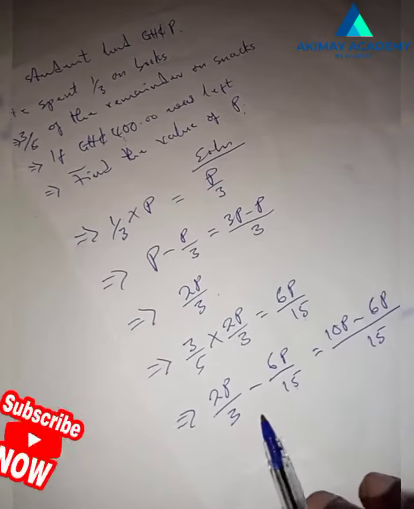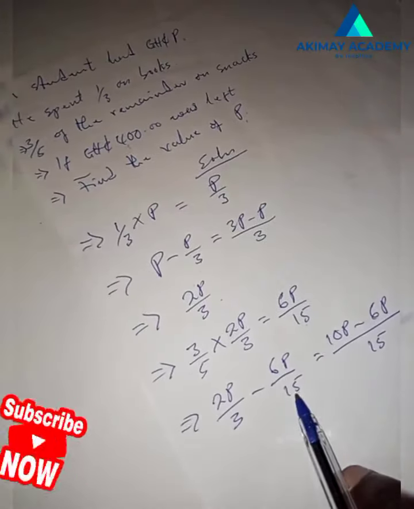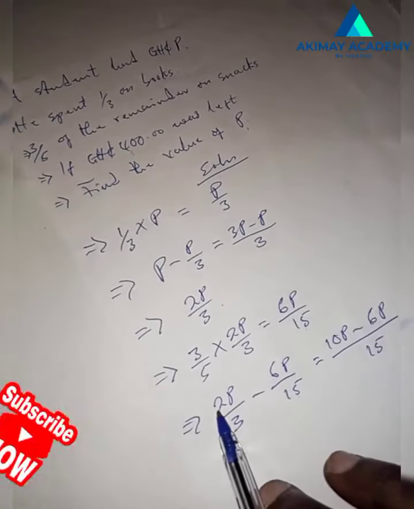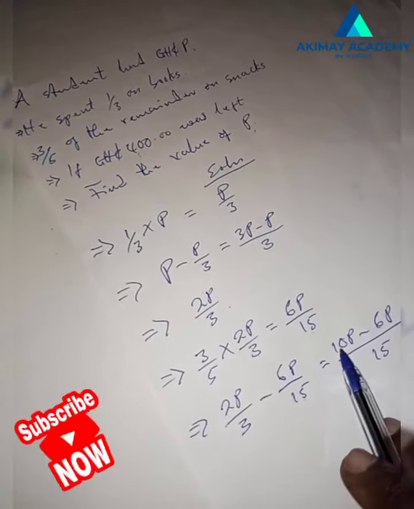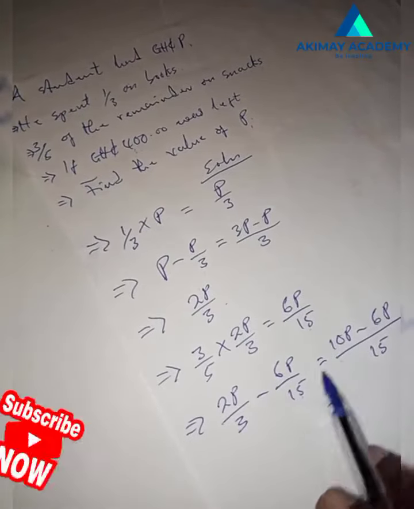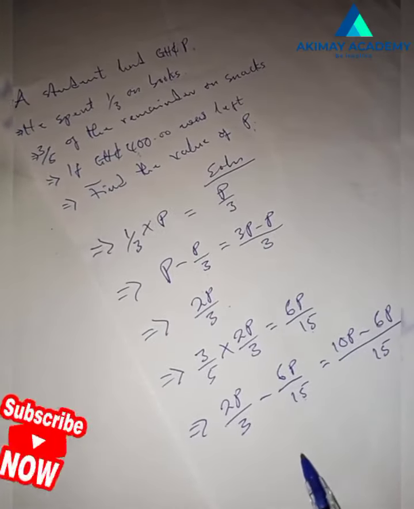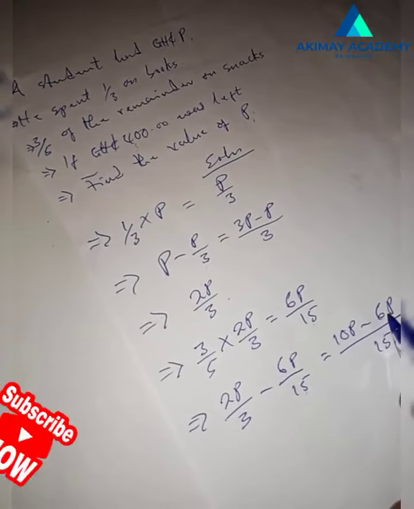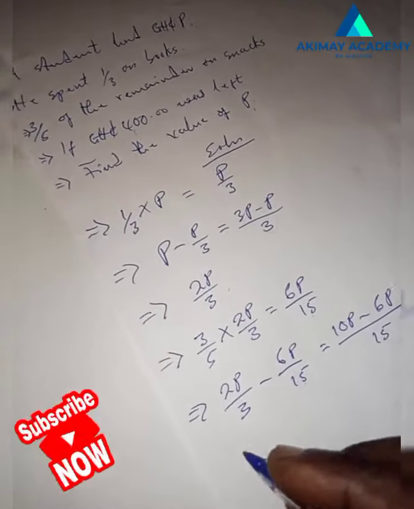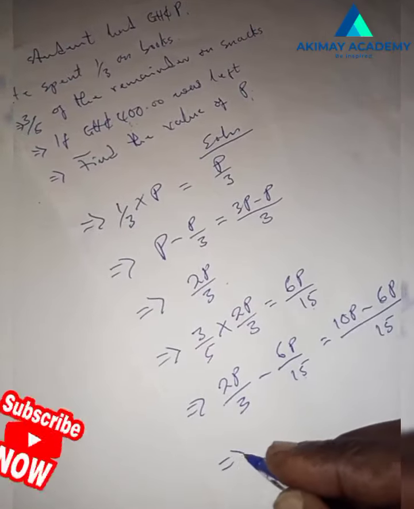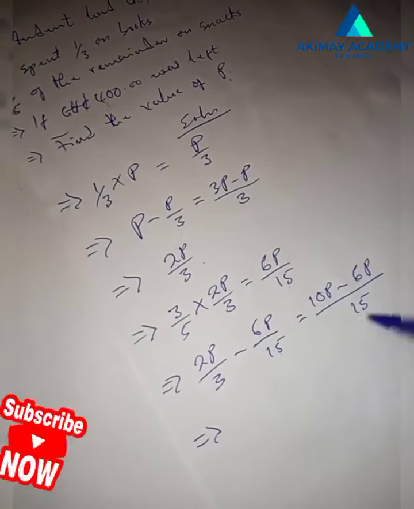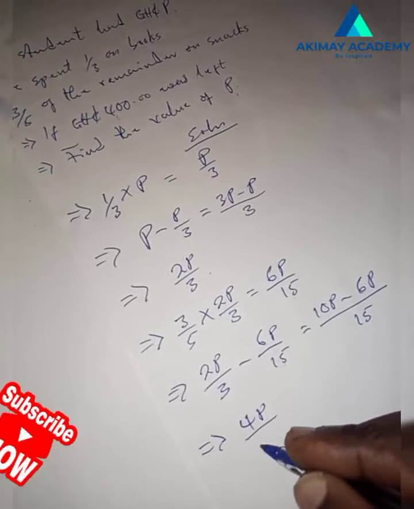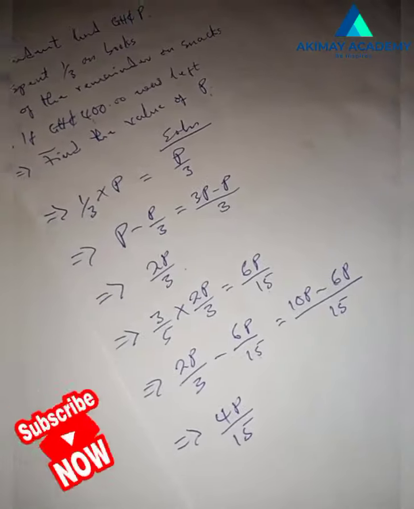So here, if you find the LCM, it will be 15. So 3 will enter into 15 5 times. 5 times 2, then we have 10p. Then 15 will enter into the LCM 15 1 time, 1 times 6p will give us 6p. Then we can do the subtraction over here and get our remaining fraction, and the remaining fraction will give us 4p out of 15.